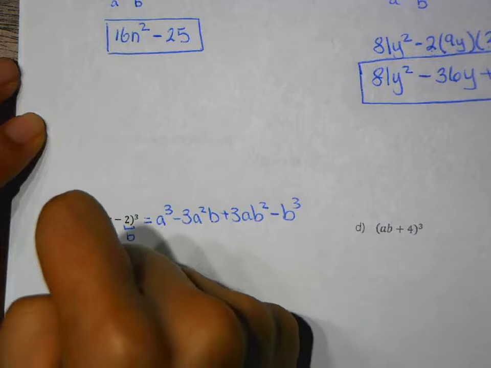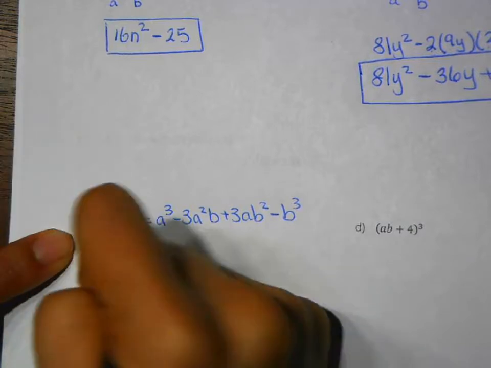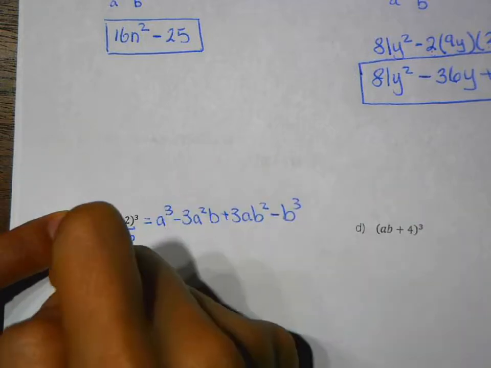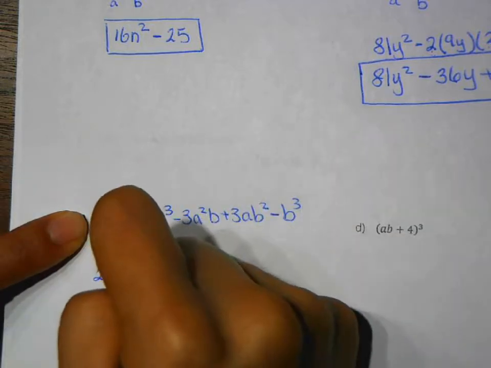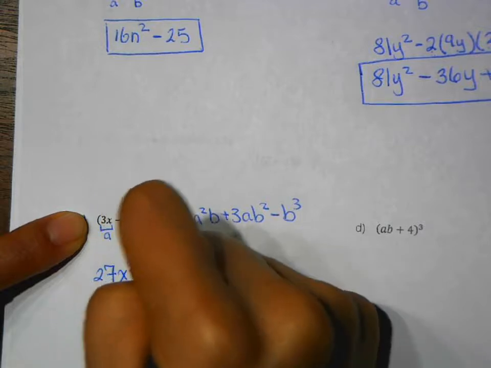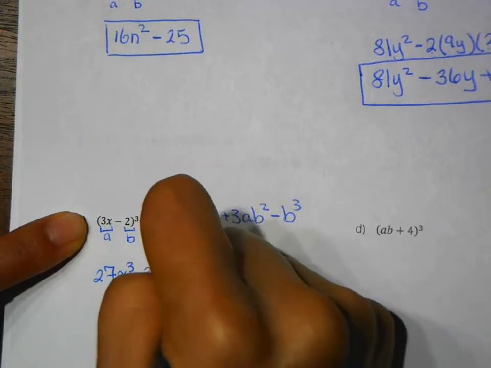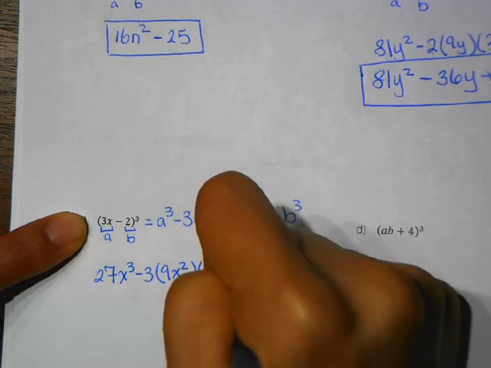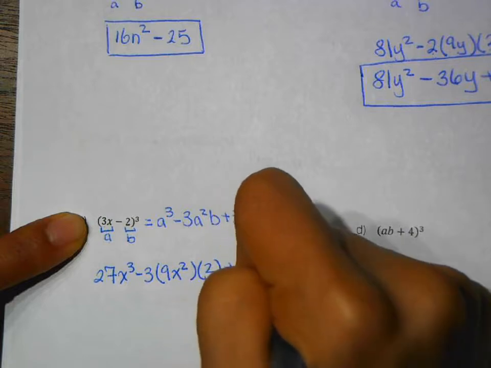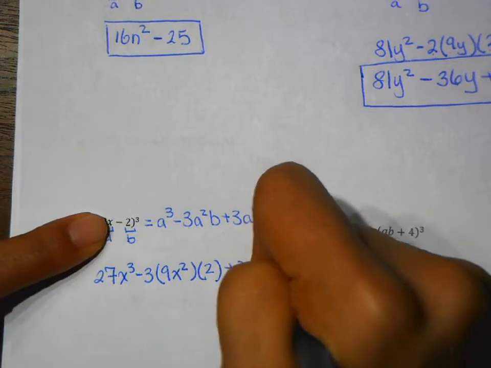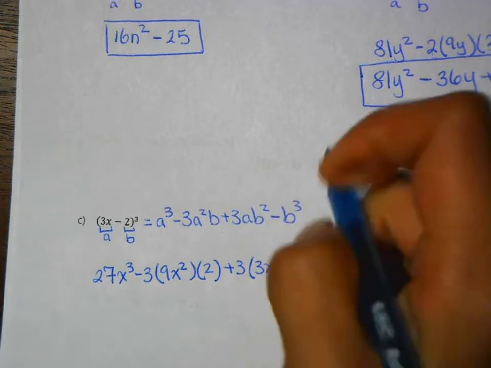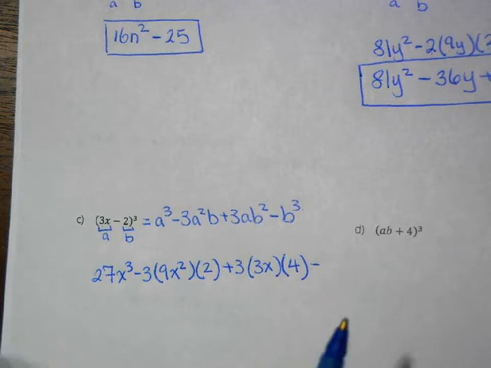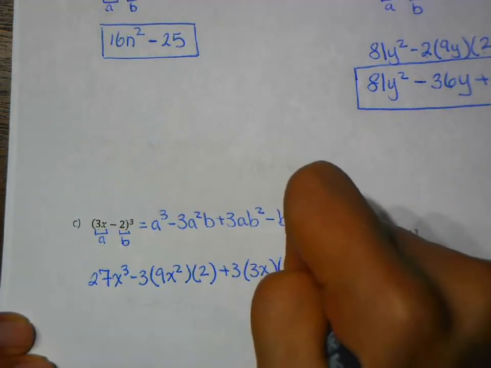27x cubed minus 3 times a squared, that's 3x squared, so that's 9x squared, times b is 2, plus 3 times a is 3x, times b squared, b is 2, so that will be 4, minus b cubed, that's 2 to the third power, that's 2 times 2 is 4, 4 times 2 is 8.